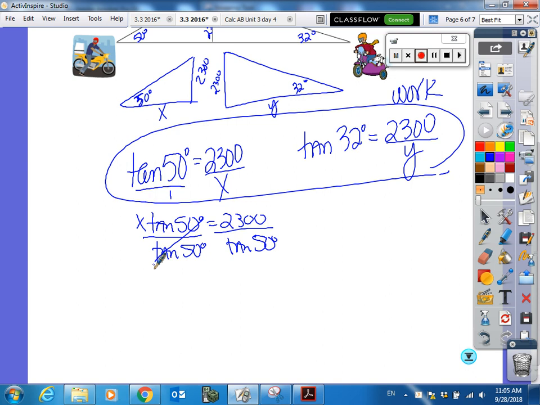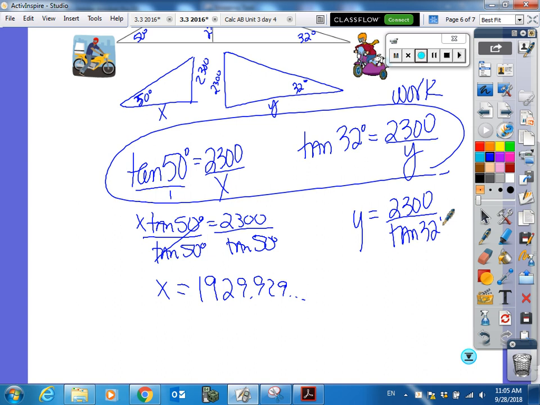Those cancel. Again, of the two answers, this one's going to be the smaller number. So you should have gotten 1,929.929, and then whatever happens there. Over here, Y equals 2,300 over the tangent of 32 degrees. And that one you should have gotten 3,680.769.